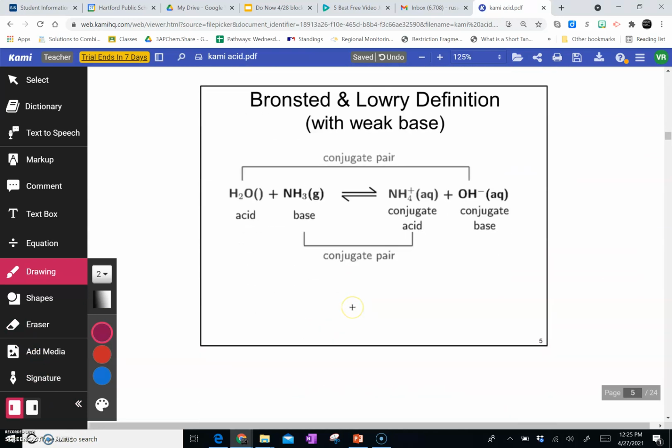So if you take a look at this one, this is an acid because, as you see, it lost H+ and became OH-, so this is its conjugate base. And this is acting like a base because it gains H+, and this is its conjugate acid.